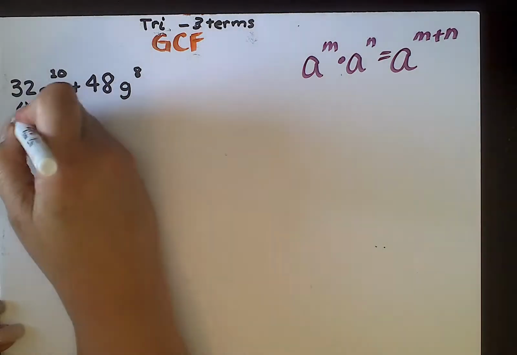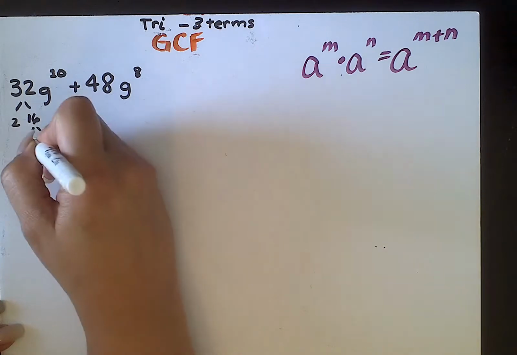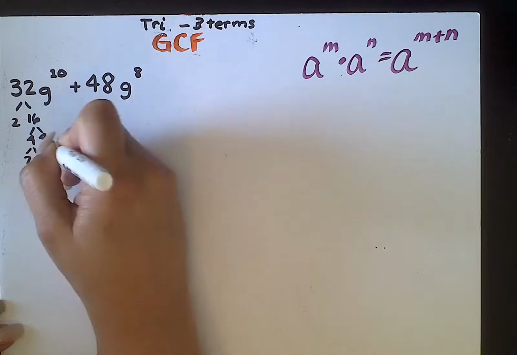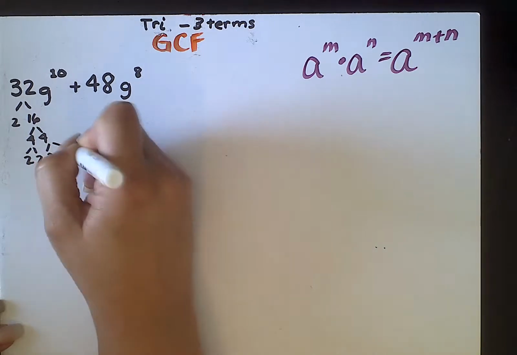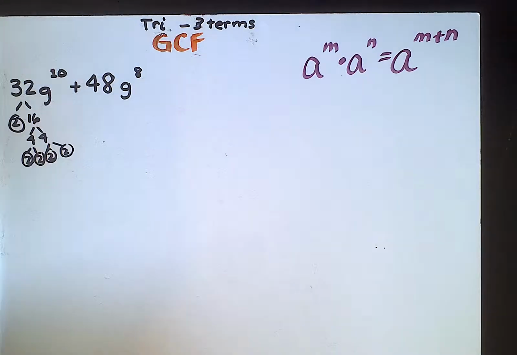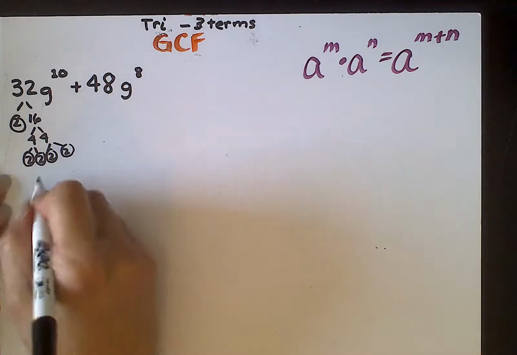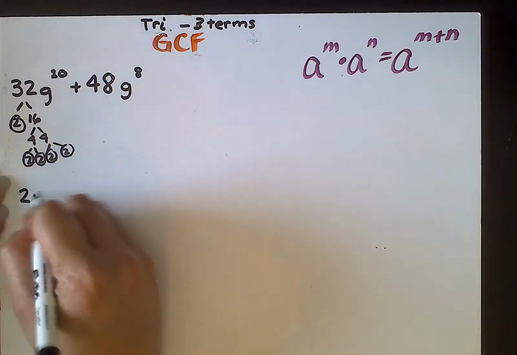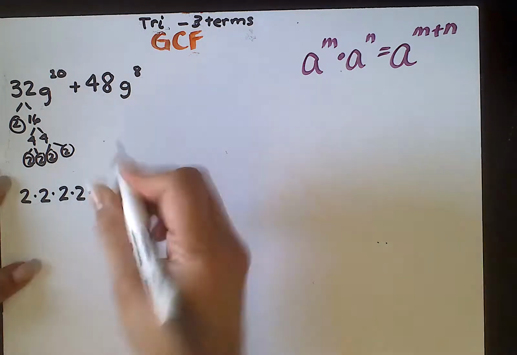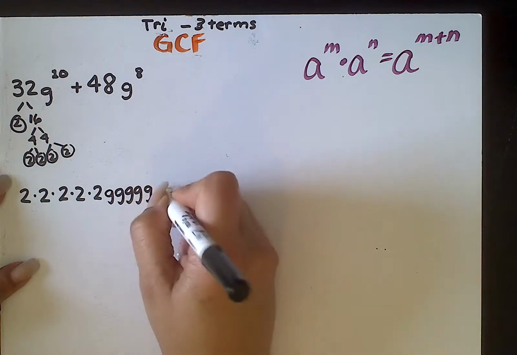32, that would be 2 times 16, right? 16 is 4 times 4, which is 2, 2, 2, 2. Now, Jordan was asking, what about the 4s? Remember, the 4s are composite. I don't care about them. So all the ones that I circled are my prime numbers. So that's 2 times 2, 2 times 2, and one more 2. Then I have 1, 2, 3, 4, 5.